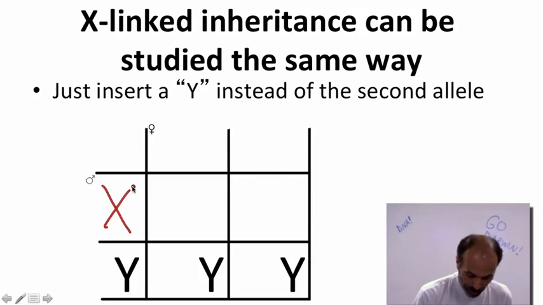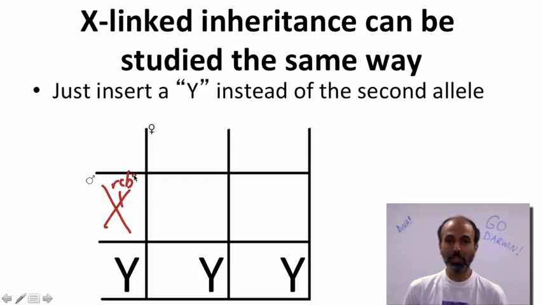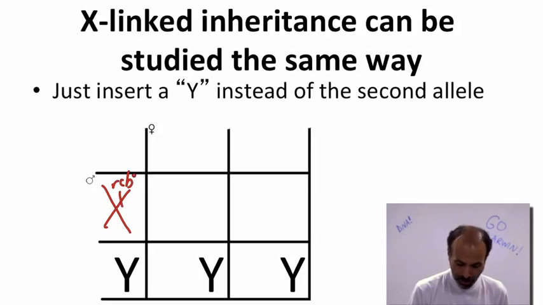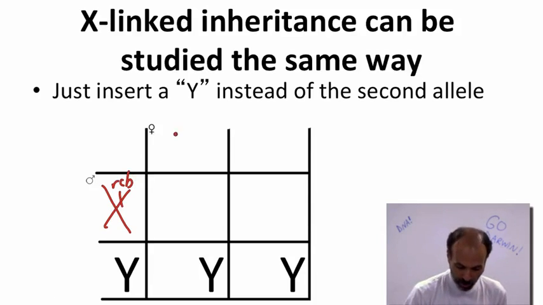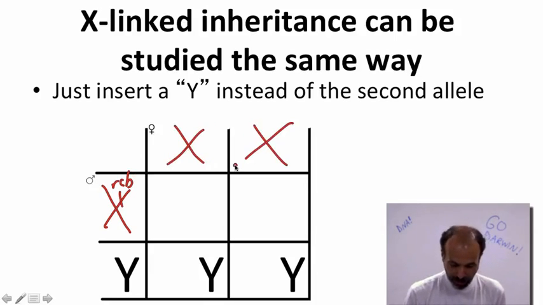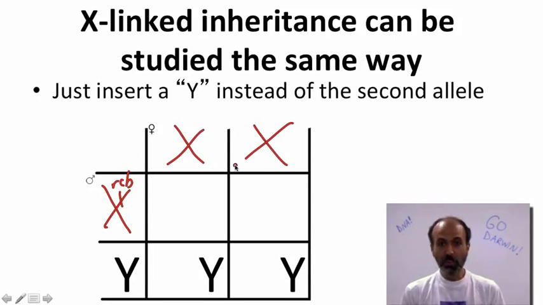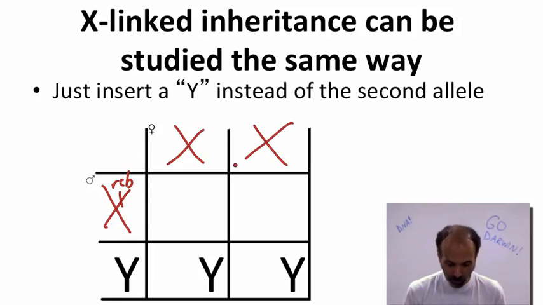So here he is, here's his X chromosome, and I'll put a little RCB on there for red-green colorblind. For the female, let's say that she is just normal. She does not have this mutation. She just has two regular X's. So we can follow what happens in this case, just like what we did before.